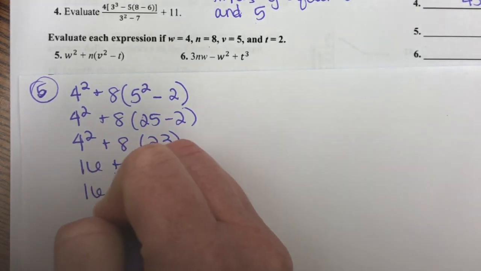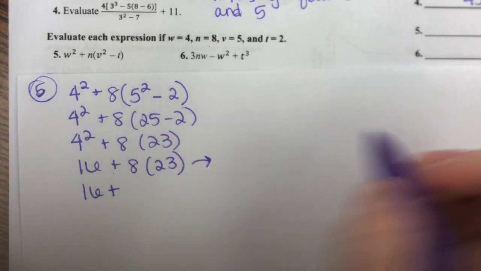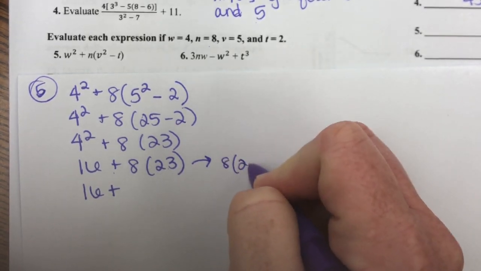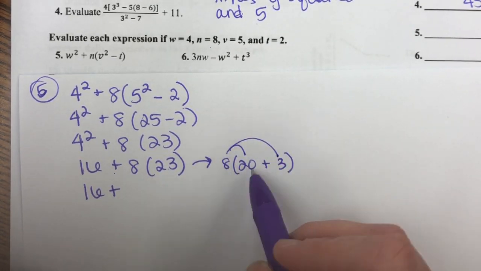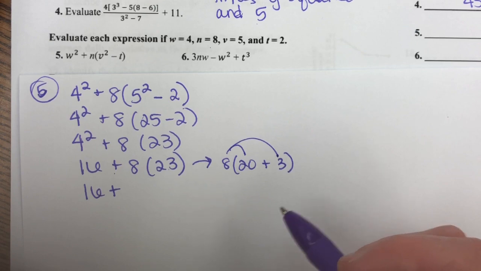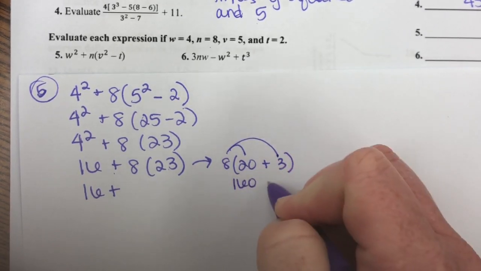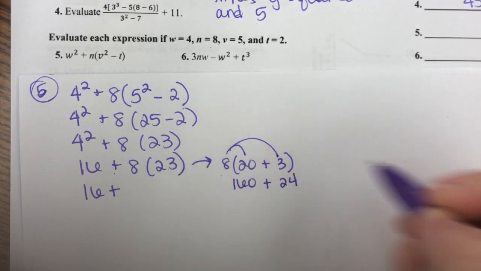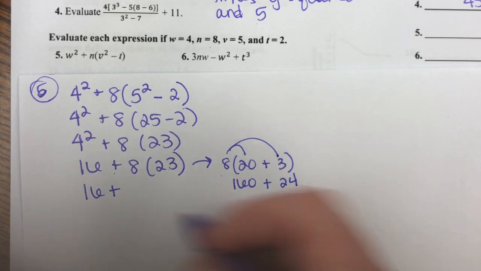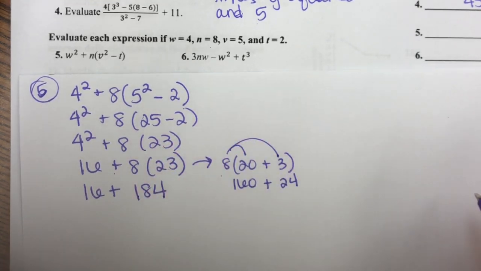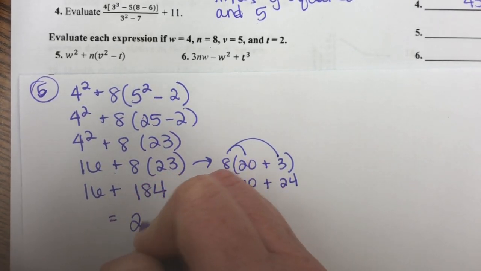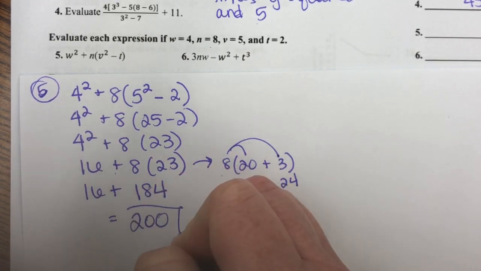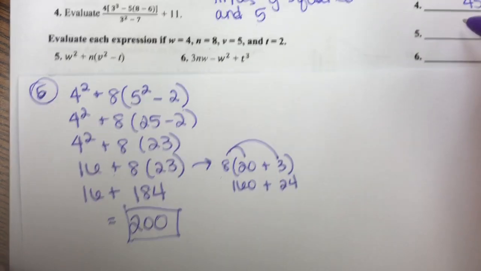So 16 plus, and in my brain, I'm going to separate 23 into 20 plus 3, right? And I'm going to distribute that 8. In my brain, I'm not distributing. I'm just saying, okay, what's 8 times 2? 16. So what's 8 times 20? 160. 8 times 3 is 24, so 160 and 24 is 184. So I've got 16 plus 184, and when I add those together, I get 200. So our answer here is 200 for number 5.